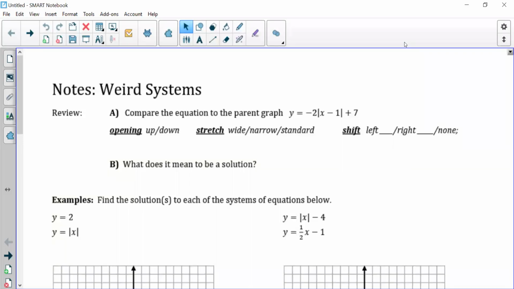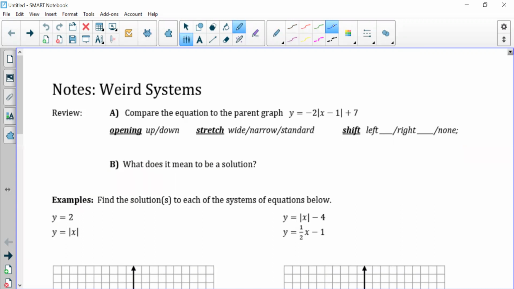Hi, so today we're working on the notes for weird systems. And really all a weird system is, it's a system where one or more of the equations is not a linear equation. So in this case, we're going to be working with linear equations and absolute value equations. All right, so let's do a quick review first of the parts and pieces of an absolute value equation and exactly what these things do.